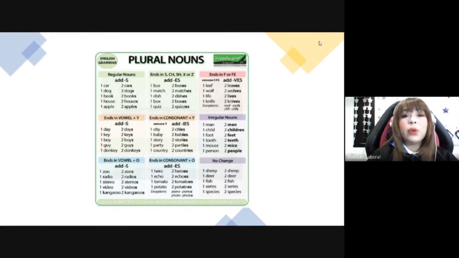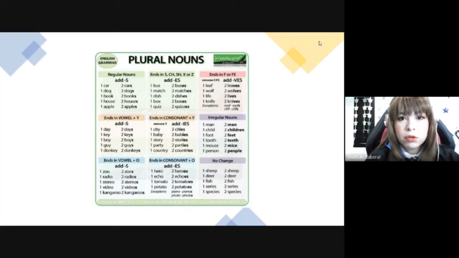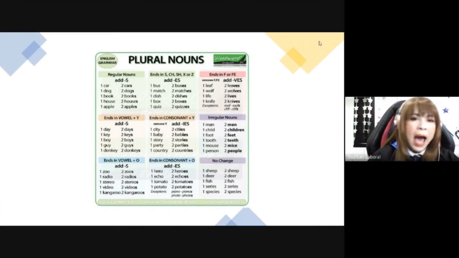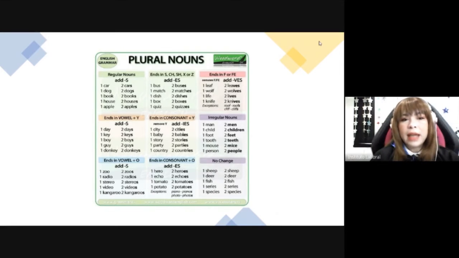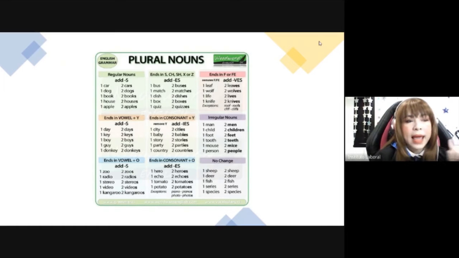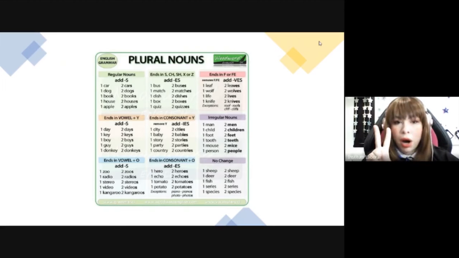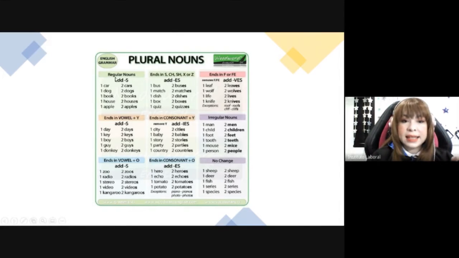So let's talk about the plural nouns. Remember, countable nouns are the ones that take the S of the plural form, but there are a lot of rules. Yes, there are a lot of rules to learn how to add the S. For example, in the regular nouns, like the word car, I have 1 car. Then if I want to make it plural, I say I have 2 cars. I just need to add the S. 1 car, 2 cars. 1 dog, 2 dogs. 1 book, 2 books. 1 house, 2 houses.